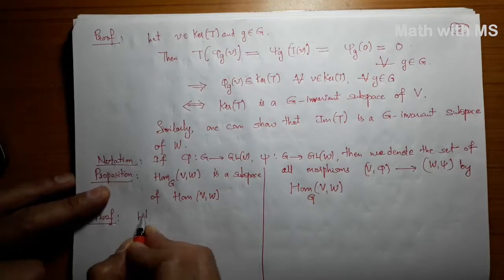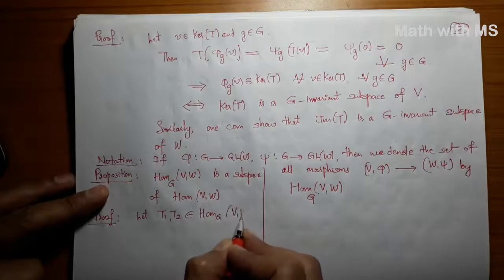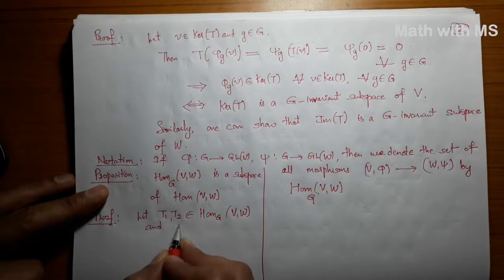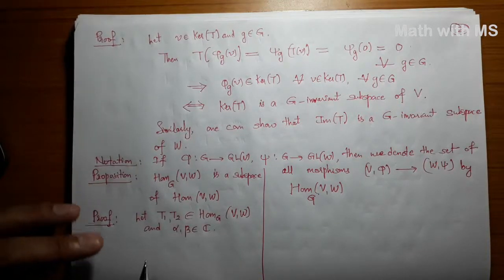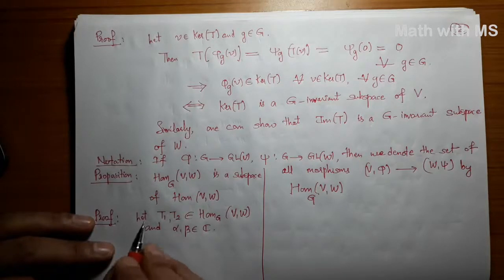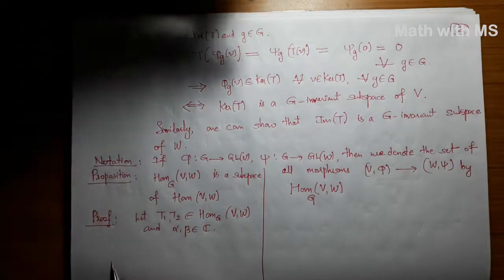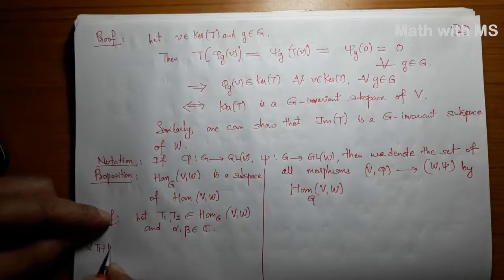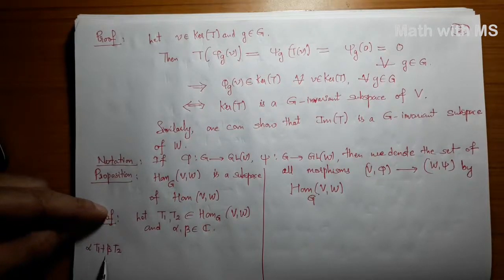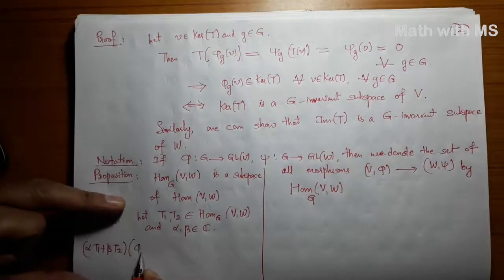Let us say T1, T2 belong to Hom_G(V, W), and alpha, beta are complex numbers. Take two morphisms from V to W and take two scalars. My claim is that their linear combination is also a morphism, and that will show it is a subspace. To show that, I need to check the commutativity of the diagram, which is written right here. So just consider alpha T1 plus beta T2. This is of course a linear transformation from V to W, and this should act on phi_g(v).